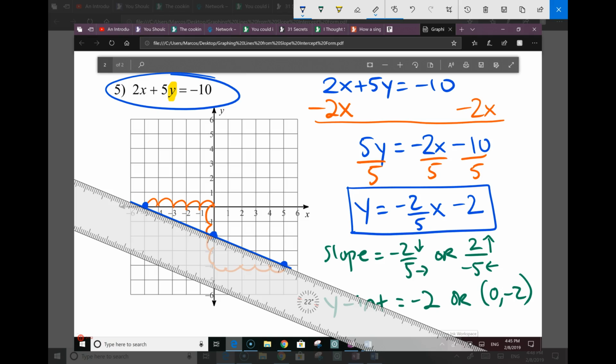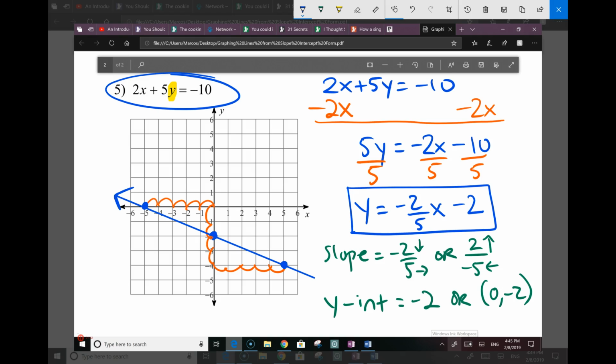So I go ahead and make my line, and again, it doesn't matter if you go all the way through, as long as your points are inside the space, and you're done. That's it. We've done everything we needed to create this line from the equation.